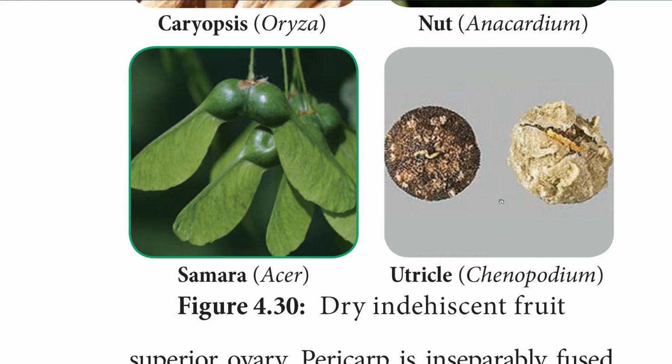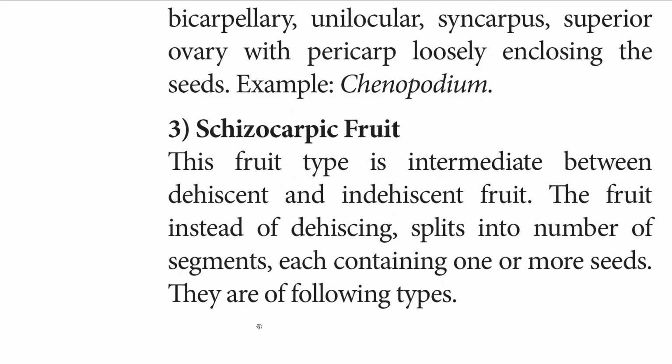It develops from the bicarpellary unilocular syncarpous superior ovary. Here the pericarp will loosely enclose the seeds. On drying, it will liberate all the seeds. Example, Chenopodium. The third type of dry fruit is schizocarpic fruit. And this type is intermediate between the dehiscent and indehiscent fruit. This fruit, instead of dehiscing completely, will split into a number of segments, and each segment may contain one or more seeds, and they are of the following types.